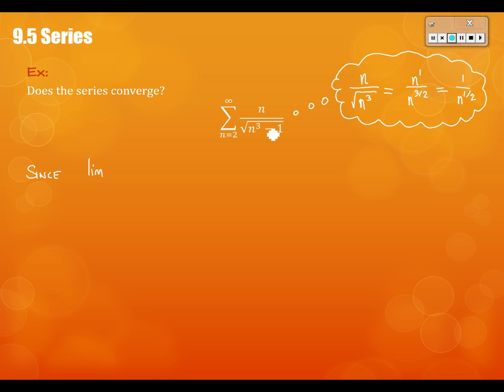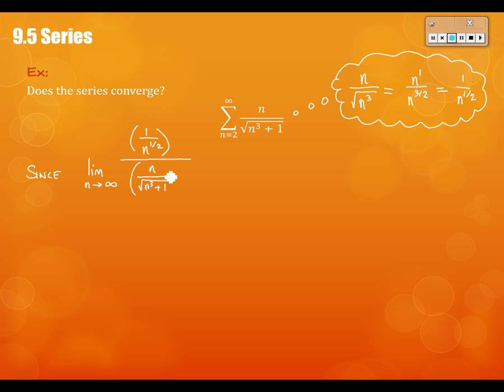Because what if this was a plus, right? So let's change the problem just for fun. Now you can't use the direct comparison test. The limit as n goes to infinity of 1 over n to the 1/2 over the other term, in either order.